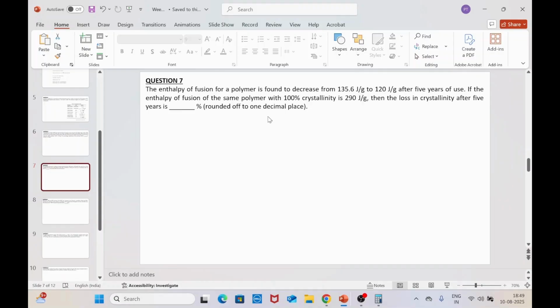So how are we supposed to calculate this? It's a very simple relationship. You need to consider three things: the enthalpy of fusion at the present time, the enthalpy of fusion with 100% crystallinity, and the percentage of crystallinity. If you use these three parameters, you can solve this question very easily.